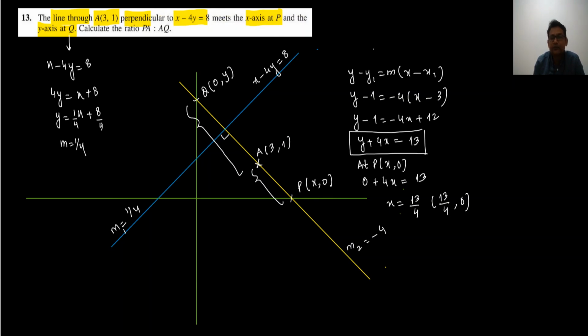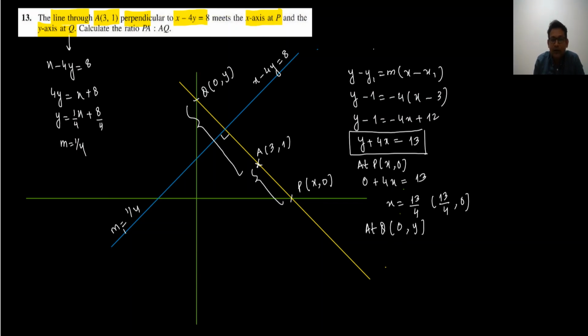This is the first one. And when we substitute at q, q is 0 comma y, if I'm not wrong, because sometimes minus minus is plus. I think this is right. Yes, so at q, x is 0.